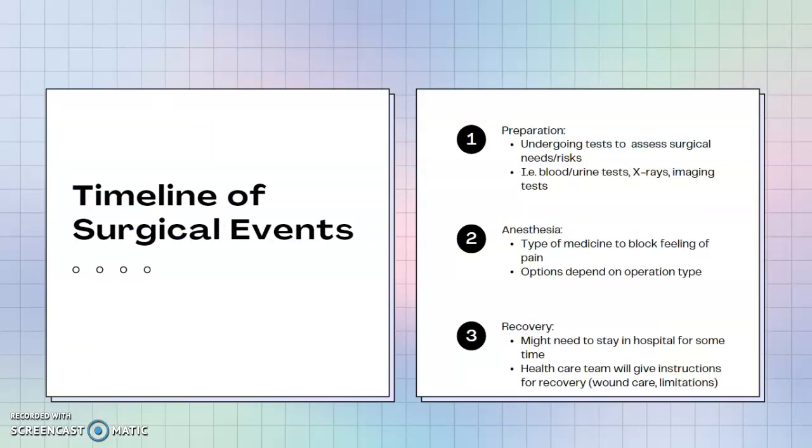With regards to the timeline of a surgical event, in the weeks leading up to the surgery, you should expect to undergo different sorts of tests like blood or urine tests or x-rays or other imaging tests to assess surgical needs and to prepare for the upcoming surgery. During surgery, anesthesia will be used as a medicine to block the feelings of pain while being operated on. The options for the type of anesthetic depend from one operation to another, so it's not always clearly defined ahead of time. And then after the surgery comes the recovery period.